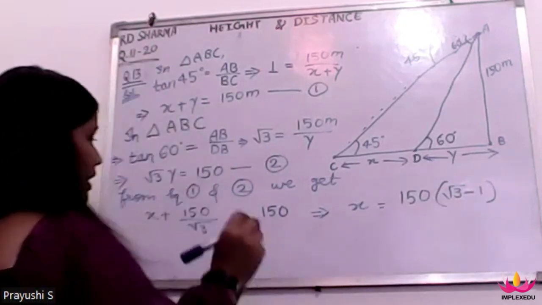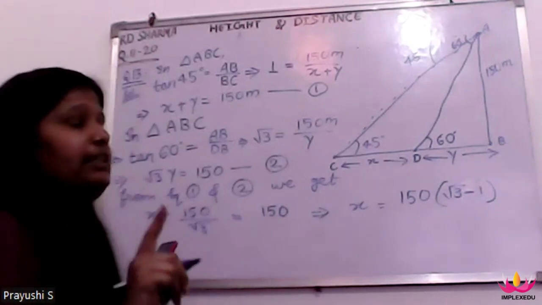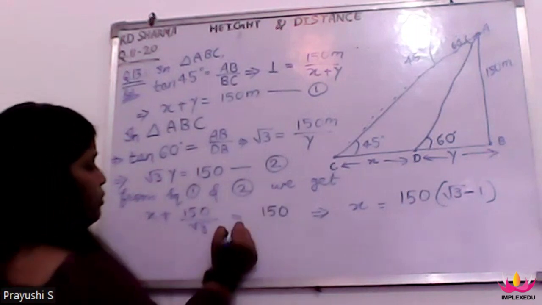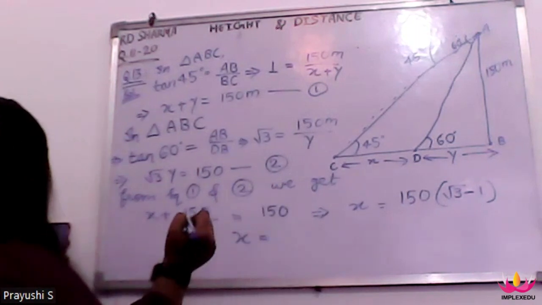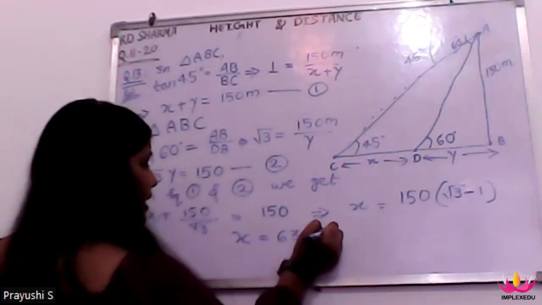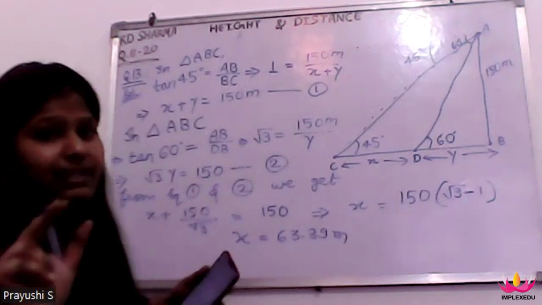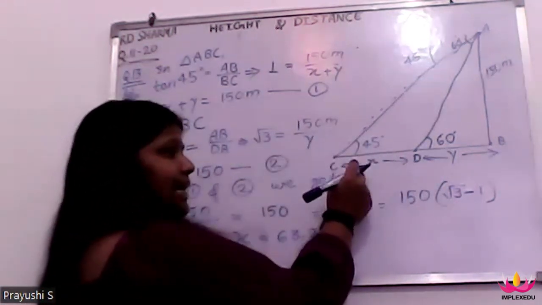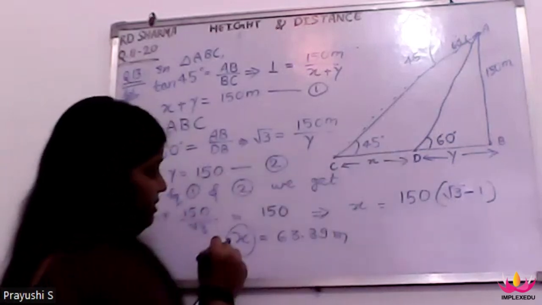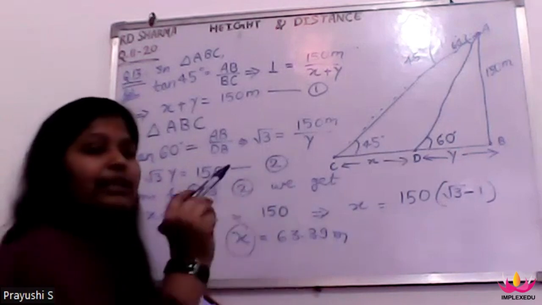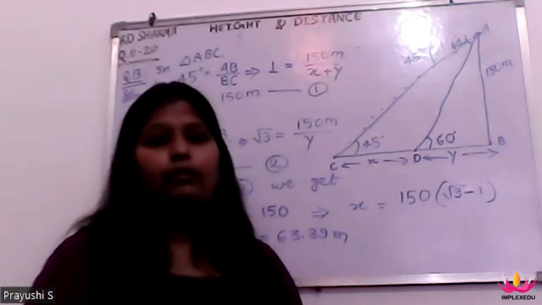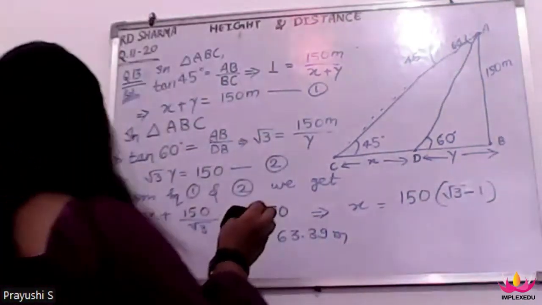Okay, now when we will put the value of root 3, that is 1.7 something, we will get x will be equal to 63.39 meter. And the question asks us the distance between the object, that is x. So we have said that the distance between the object, which is x, is equal to 63.39 meters. This is how we have done question number 30. Okay. So now we will do question number 40.